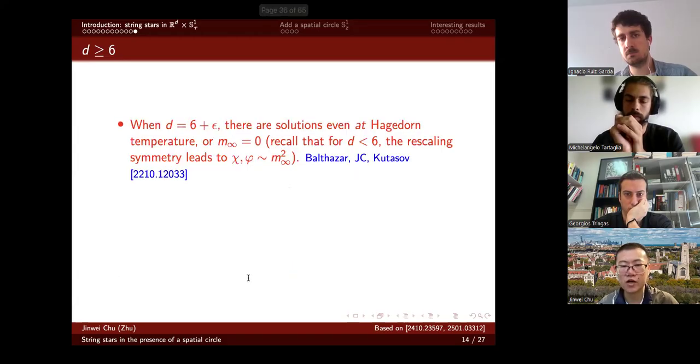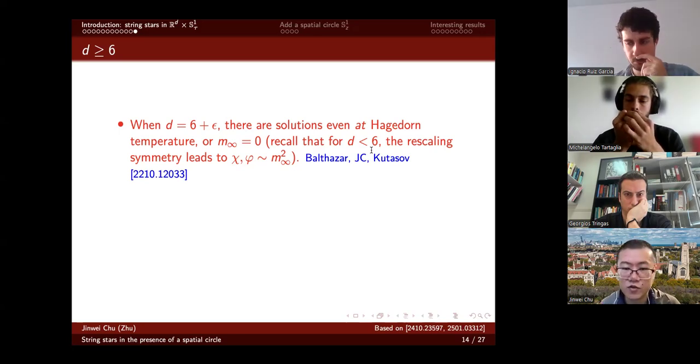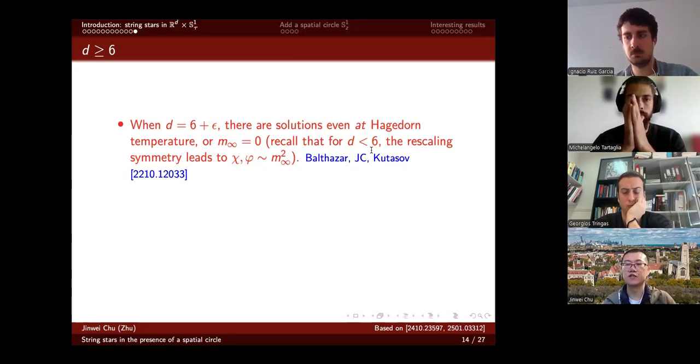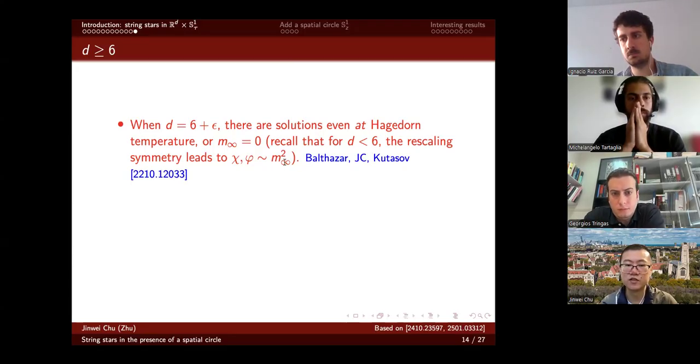By using the quartic corrected effective action, we found that when D is slightly larger than 6, there are even solutions at Hagedorn temperature. Recall that for D equal to 6, there's a rescaling symmetry which allows us to write chi and phi as M infinity squared times some universal solution independent of M infinity. So when we take M infinity to be 0, the solutions vanish. So there are no solutions at Hagedorn temperature. That's the situation for D smaller than 6.